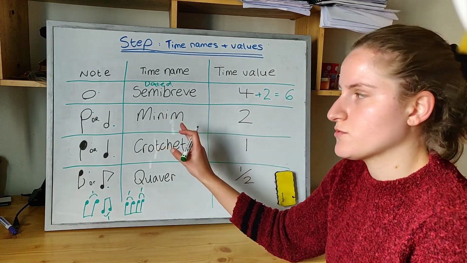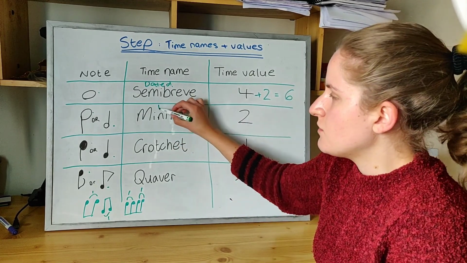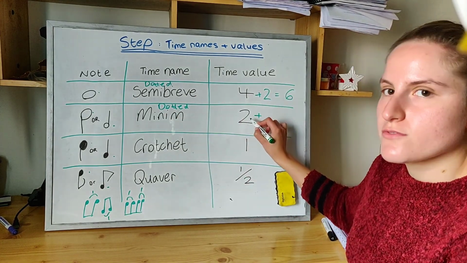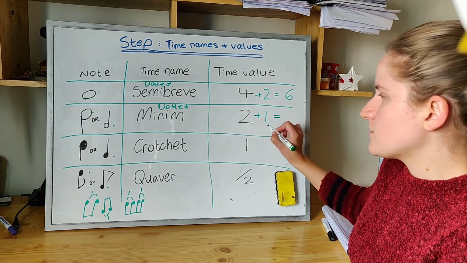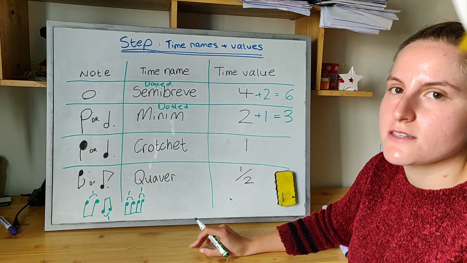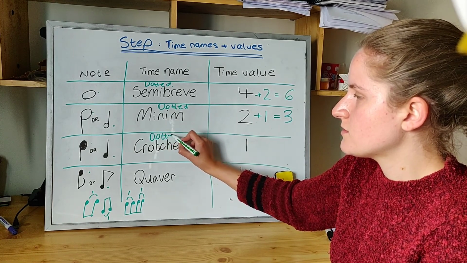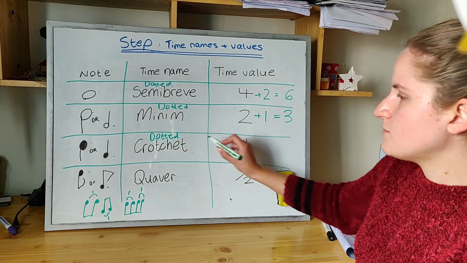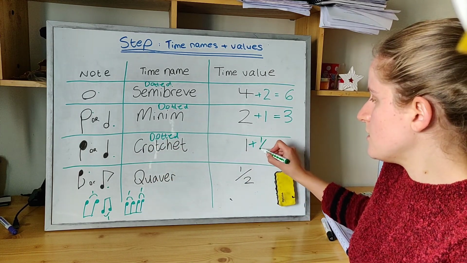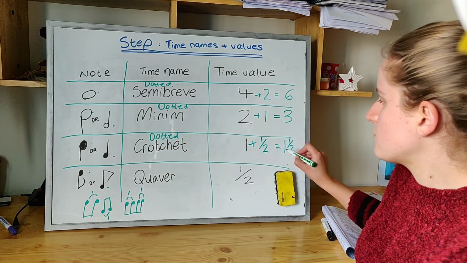Let's do the same for the next one. So a Minim is usually 2 beats. Now a dotted Minim adds half of 2, which is 1. So a dotted Minim has 2 plus 1, which is 3 beats. Next, a dotted crochet has 1 beat of a crochet plus half of 1, which is half. So a dotted crochet has 1.5 beats.